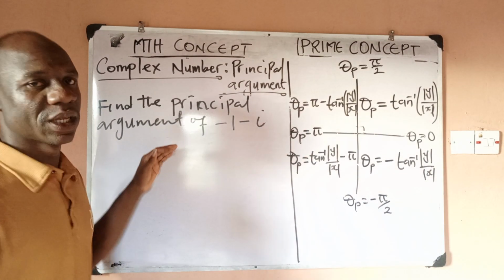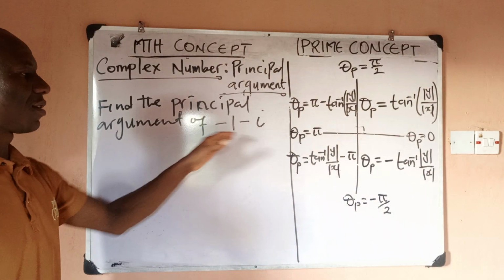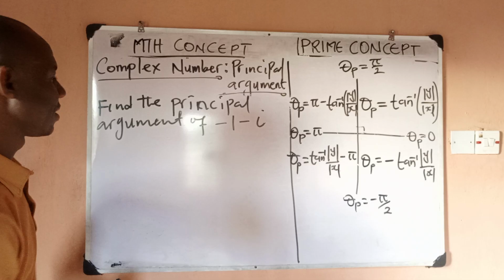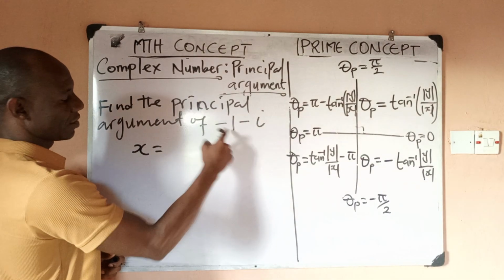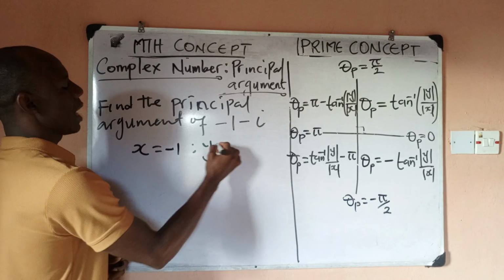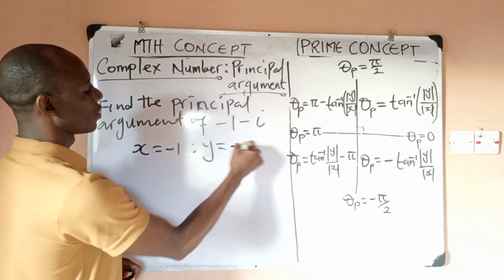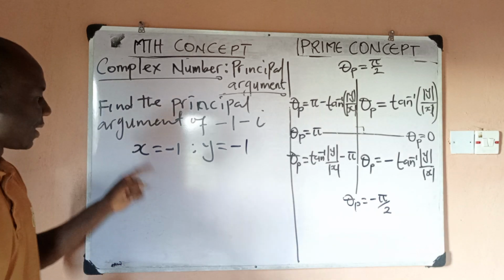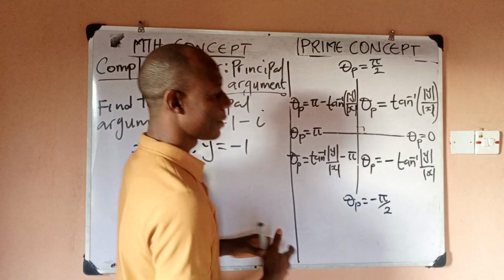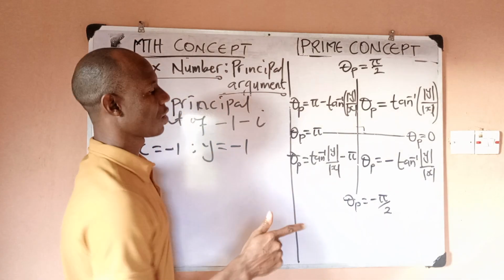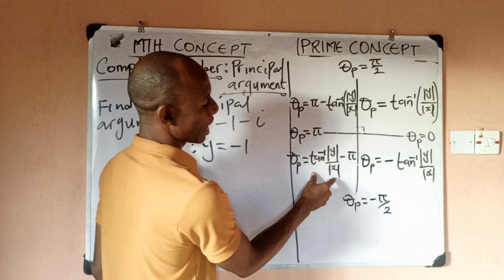Alright, now let's quickly handle this question. They said find the principal argument of this. Now let's identify our x. Our x for this complex number is -1. Our y is the coefficient of i, which is -1 also. Now let's see. Negative for x, negative for y. Which quadrant does it lie? Tell me very quickly. You are correct. Negative x, negative y, so this lies in the third quadrant.